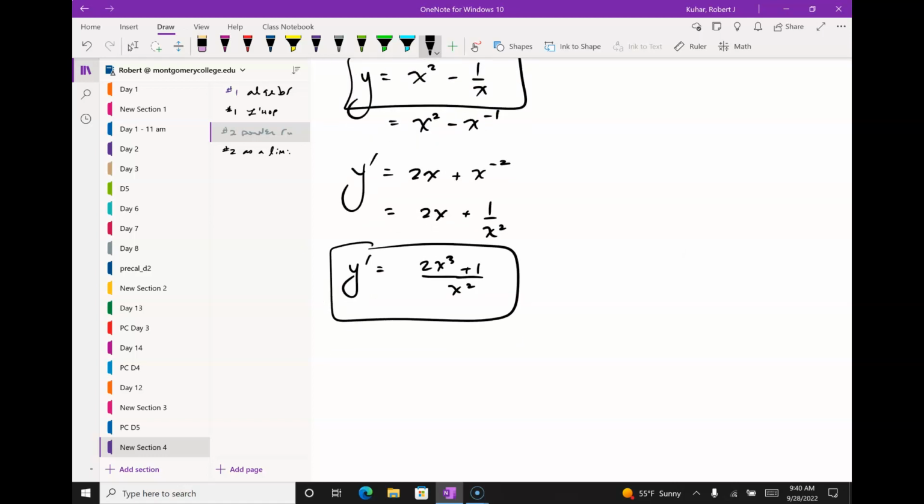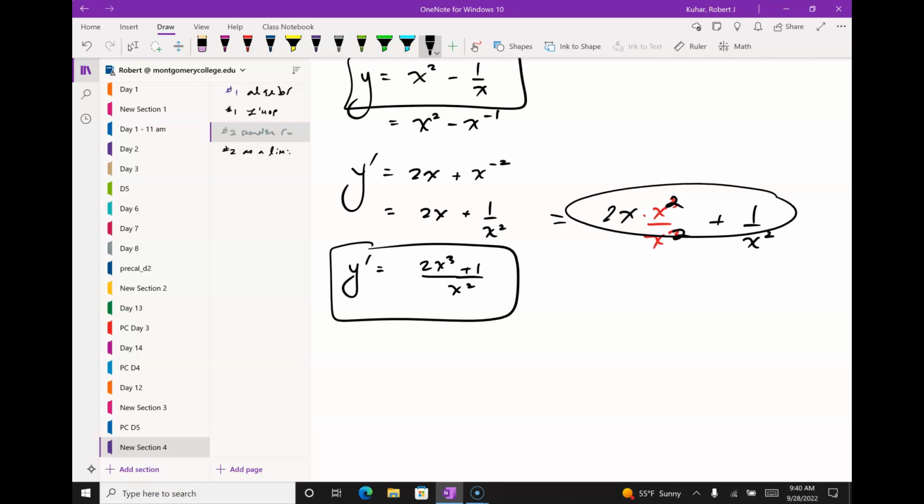And then I get an LCD, right? Remember that when I have more than one fraction in my solution or my derivative, I want to get rid of it. I want to get a single fraction, completely factored. So obviously I need an x squared in that first term. Oops, x squared, right? So upstairs I get 2x cubed plus 1, and downstairs is the x squared.